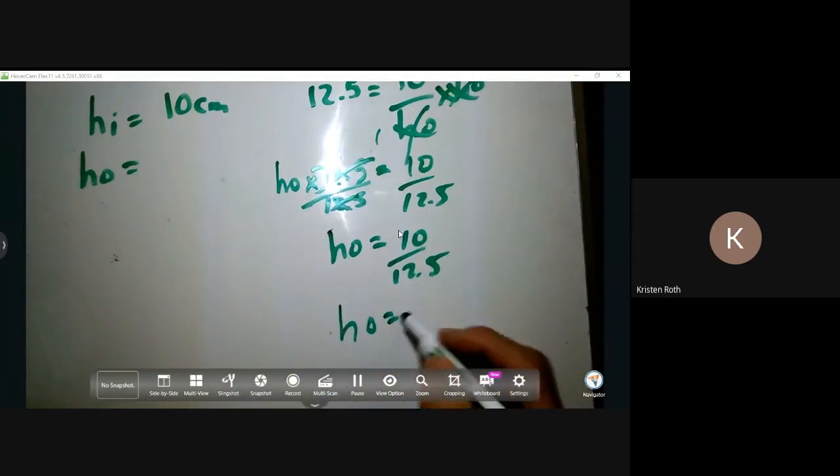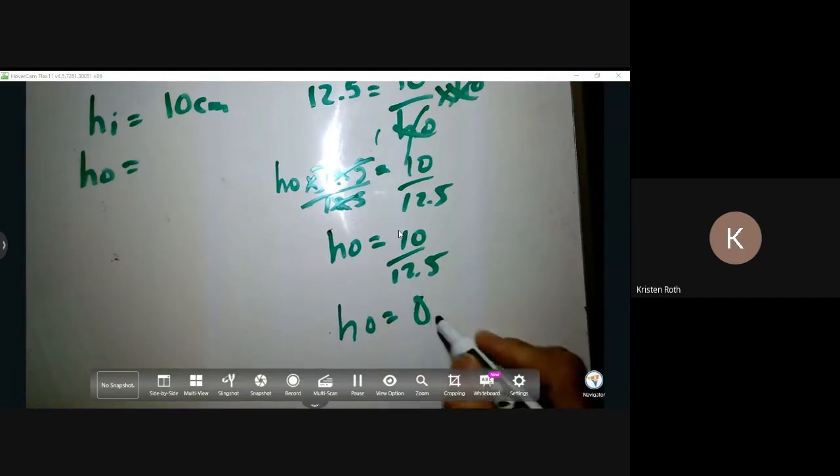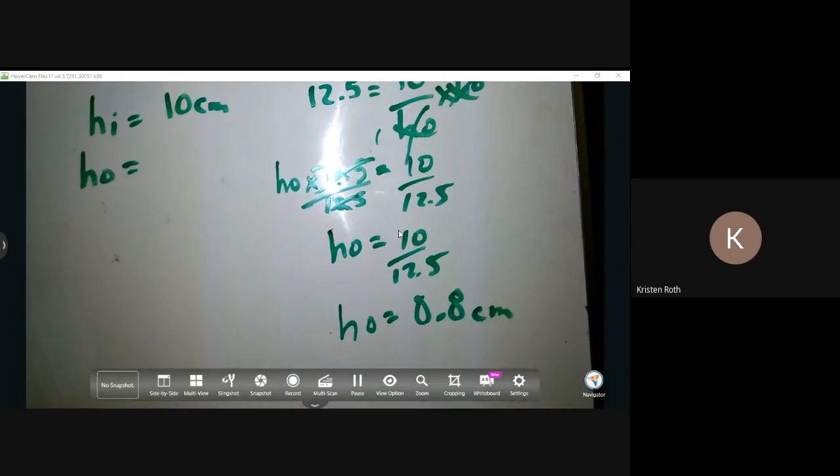So ho ends up equaling, I'm going to have to use a calculator for this one. I can't do this one in my head. 10 divided by 12.5. Ah, I was right, 0.8. Okay. 0.8 centimeters. Okay.